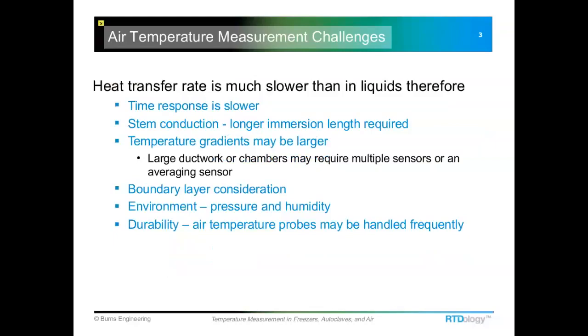Today's webinar, we're going to talk about some of the challenges associated with measuring air temperature. One of the biggest problems is that the heat transfer rate is a lot slower than in liquids, and there are some things we need to take into consideration to account for that. There are sometimes a lot of temperature gradients within environmental chambers, whether it's a freezer, an incubator, or even ductwork, which can present some significant challenges.